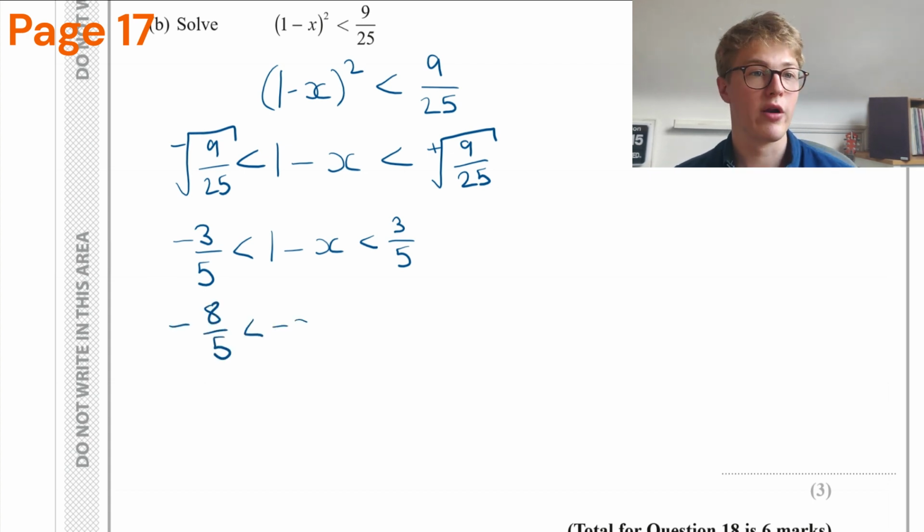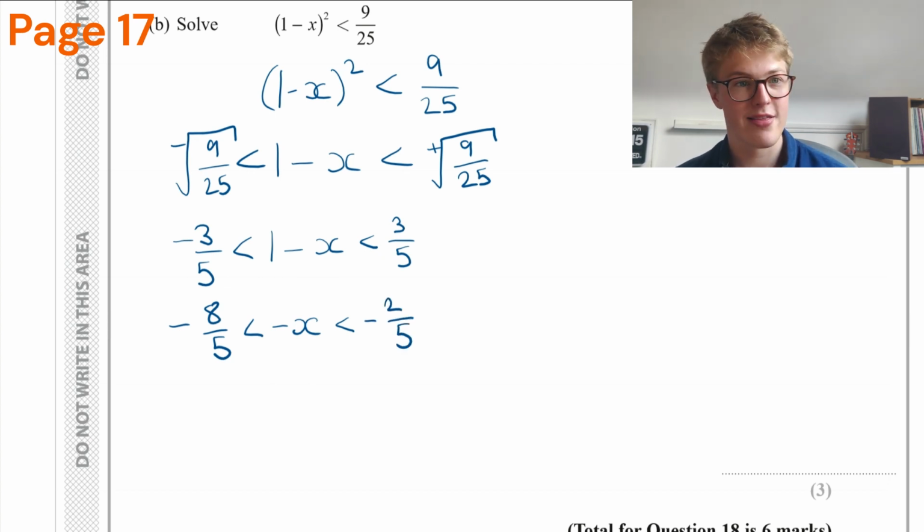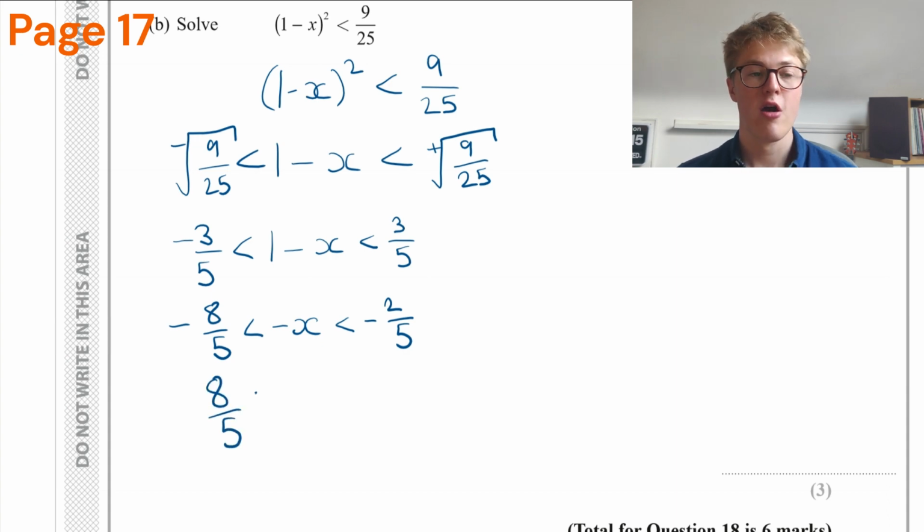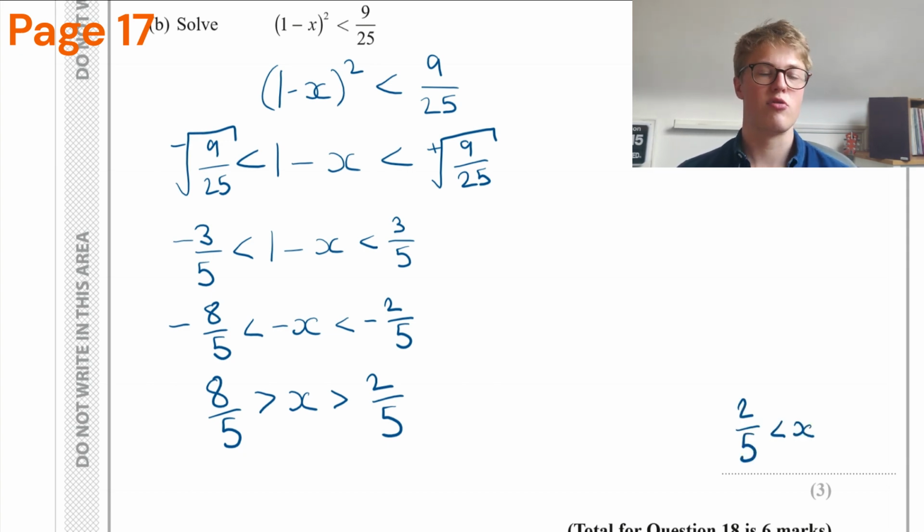We can then subtract 1 from both sides, so we get minus 8/5 on the left-hand side and minus 2/5 on the right-hand side, and then we can multiply everything by minus 1 to get rid of our negative signs. Remember, this flips our greater than signs to less than signs, and vice versa, so we end up with 8/5 on the left-hand side and 2/5 on the right-hand side, which gives you the final answer of 2/5 is smaller than x, which is smaller than 8/5, so we know that x lies between those two bounds.